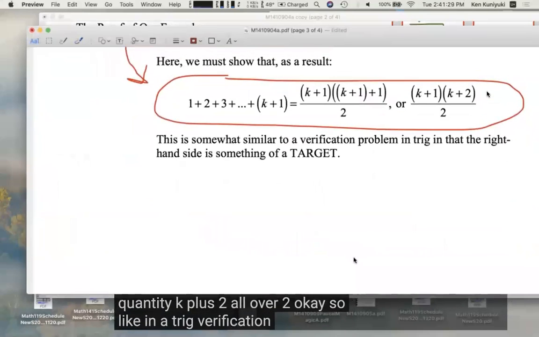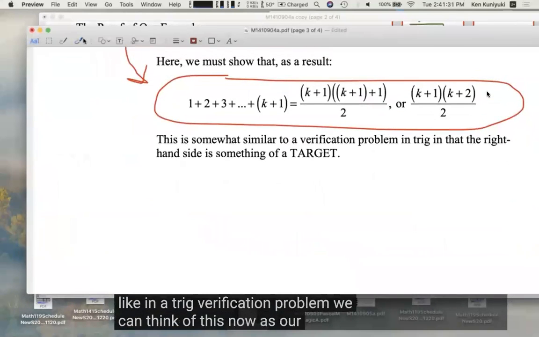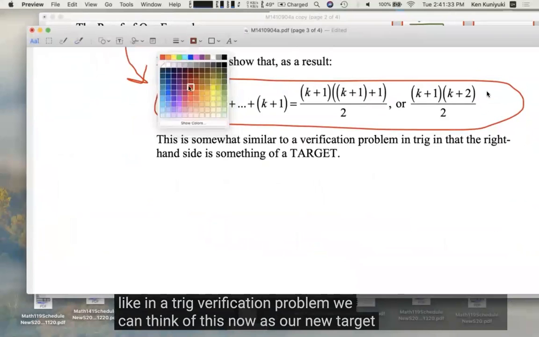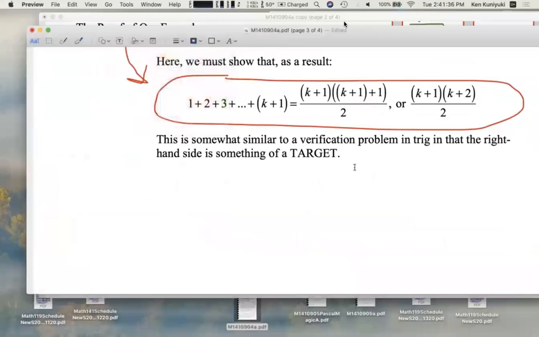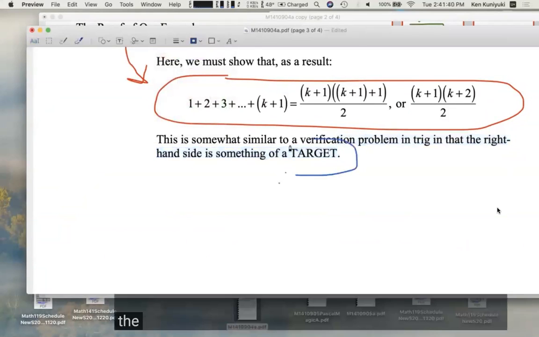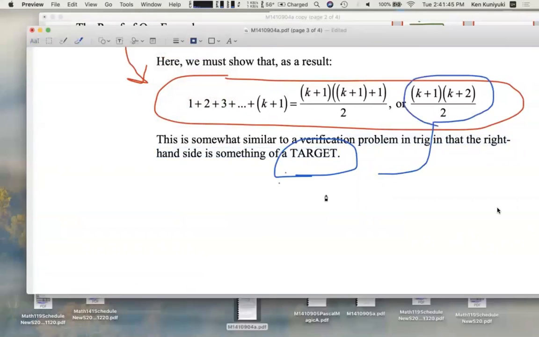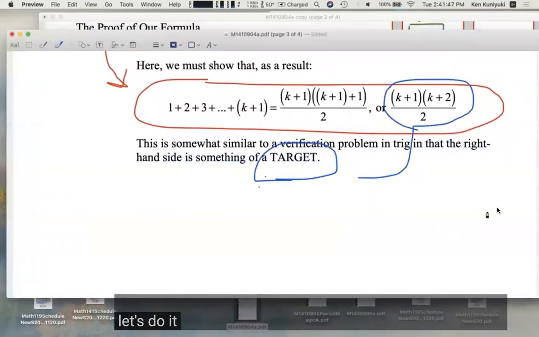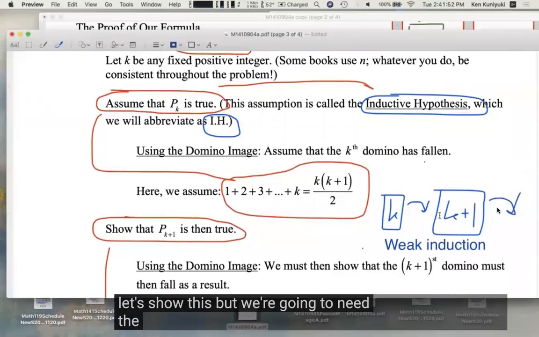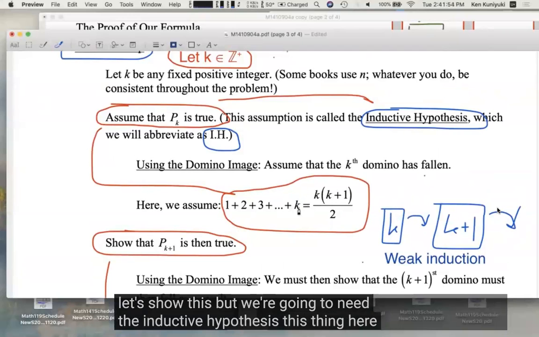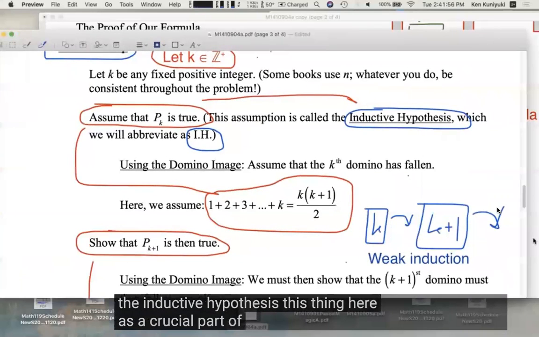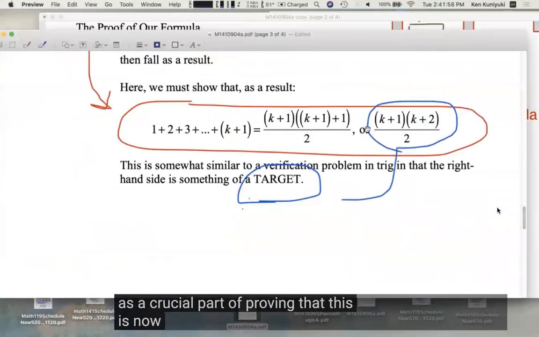So like in a trig verification problem, we can think of this now as our new target. The target is going to be this over here. Let's do it. Let's show this. But we're going to need the inductive hypothesis, this thing here, as a crucial part of proving that this is now going to be true. How do we do it?